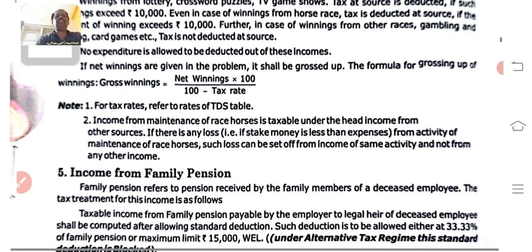The second note is income from maintenance of race horses is taxable under the head income from other sources. If there is any loss, that is, if stake money is less than expenses from the activity of maintaining race horses, such loss can be set off from income from the same activity and not from any other sources.